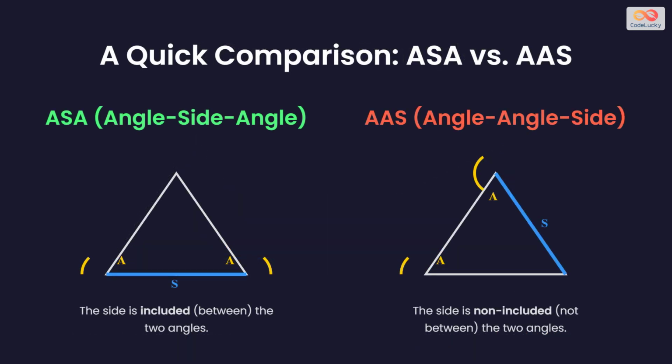It's important not to confuse angle-side-angle with angle-angle-side, or AAS. In ASA, the side is between the angles. In AAS, the side is not between the angles. Both are valid ways to prove congruence, but they are different postulates.